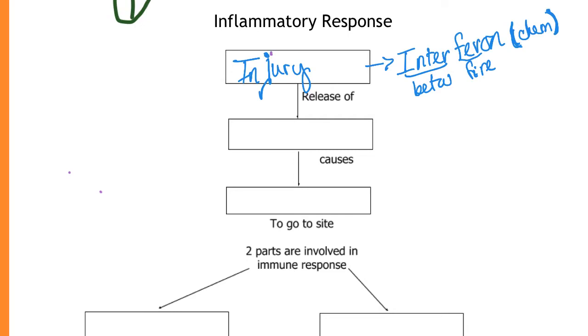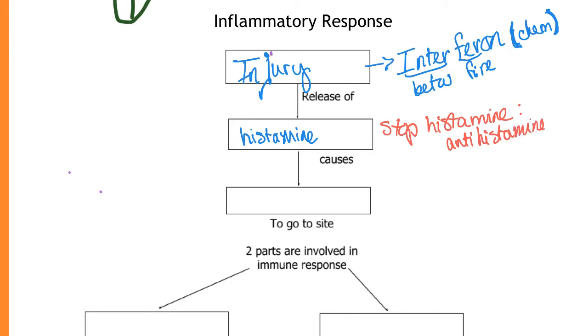So this is the inflammatory response to any kind of an injury to any part of a cell. And anytime there's some sort of an injury, it will release something called histamine. And I know that some of you have had allergies and taken antihistamines. And the antihistamines are going to go up here and they are going to stop histamine and work against it. These are antihistamines.